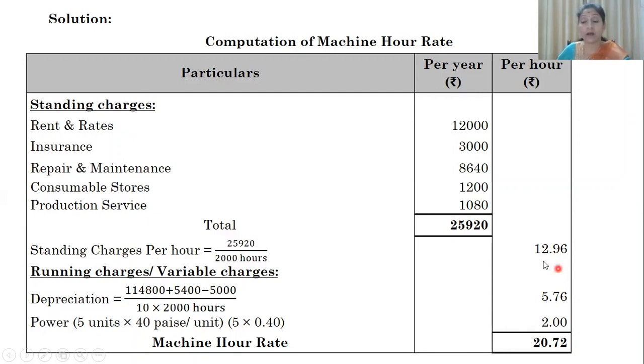So we have to calculate standing charges as well as running charges. Standing charges per hour 12.96 plus variable charges: depreciation 5.76, power 2 rupees. You get the total 20.72. That is the machine hour rate for this problem. Okay. Can you clear? Let me move to the next problem.